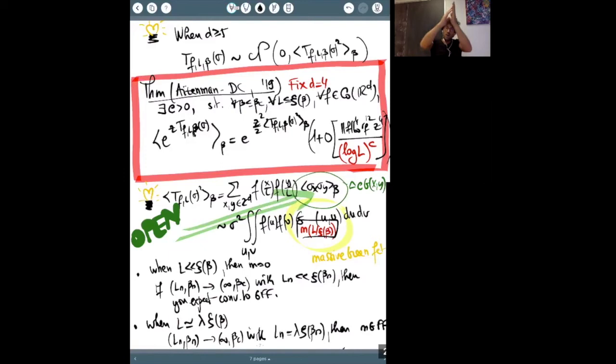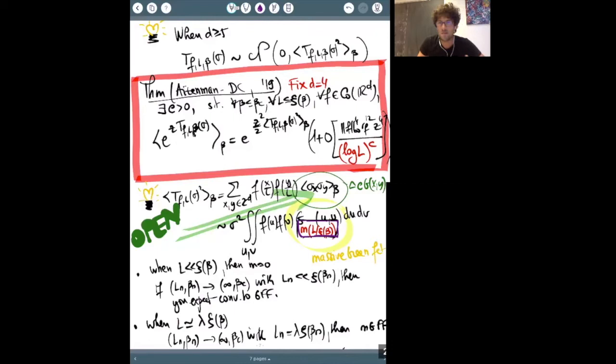And then you also have a limit when L tends to infinity. In fact, in this case, beta tends to beta C, and you end up with the massive Gaussian free field. This mass that I'm predicting to exist is a certain function of L of xi of beta, to answer Joe's question. So it's maybe not mass times L of xi of beta, but it should probably be L of xi of beta to some power or something like that.